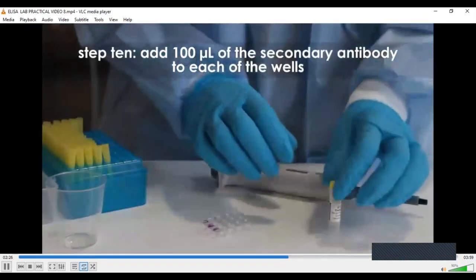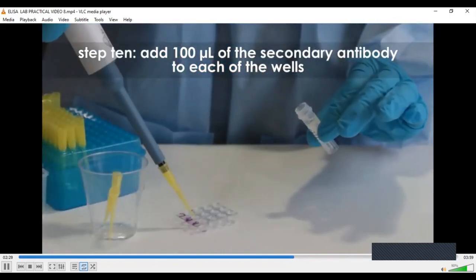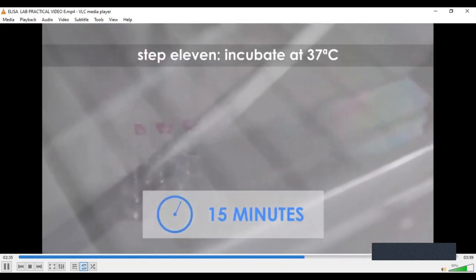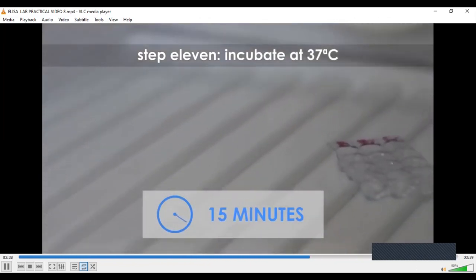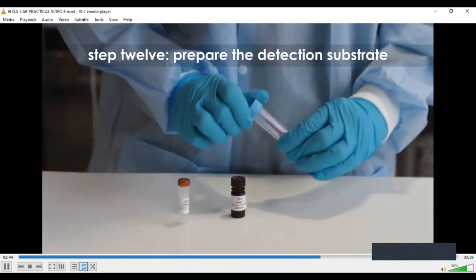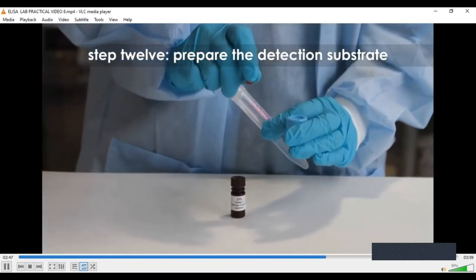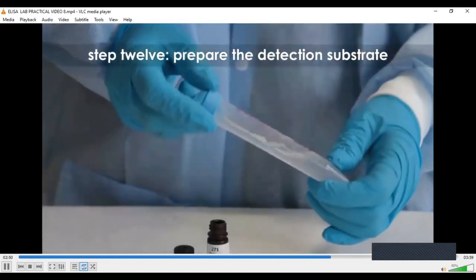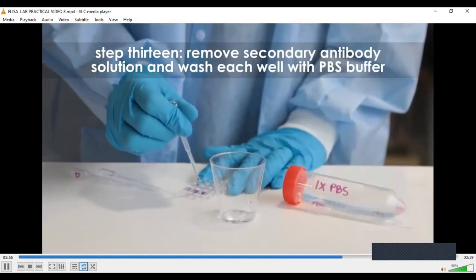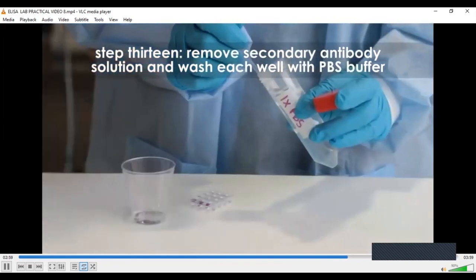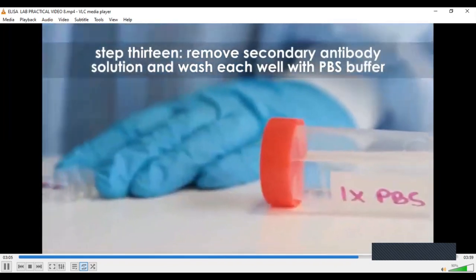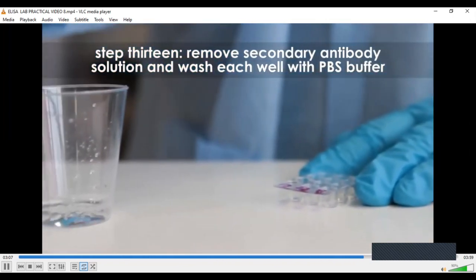Step 10. Add 100 microliters of the secondary antibody to each of the wells. Step 11. Incubate for 15 minutes at 37 degrees Celsius. Step 12. While the samples are incubating, prepare the detection substrate as specified in the product literature. Step 13. Remove the secondary antibody solution from the wells using the transfer pipette designated for each sample. Wash each well once with fresh PBS buffer. Remove the liquid using the transfer pipette designated for each sample.